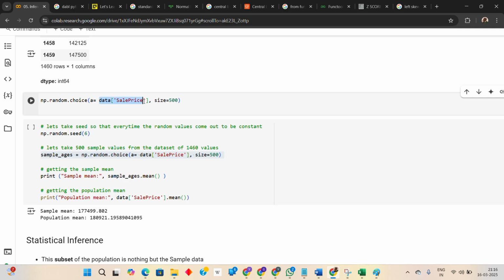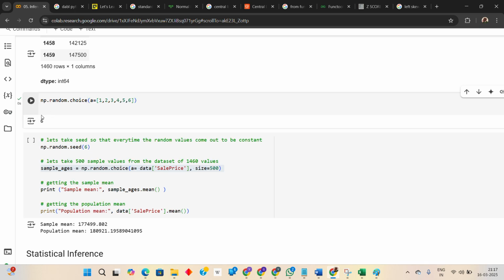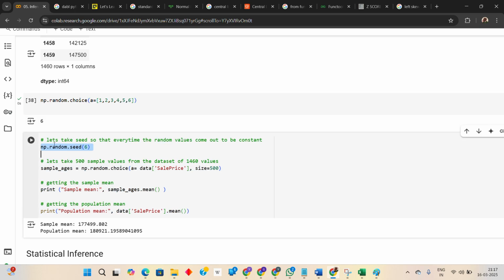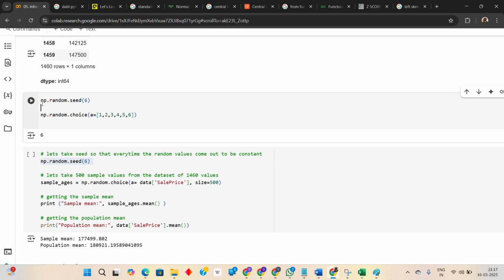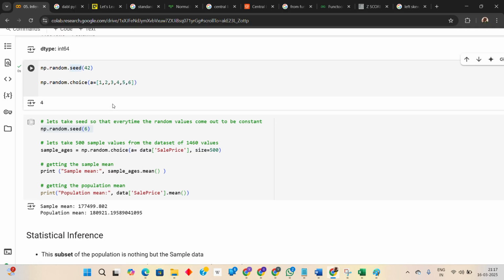np.random.choice. A is equal to 1, 2, 3, 4, 5, 6. Size, let us see what we will get: 6 now. If I fix the random seed as 42, observe, 4, 4. No matter how many times you run, every time it will take the same random value. Is that clear? Why this seed helps us?